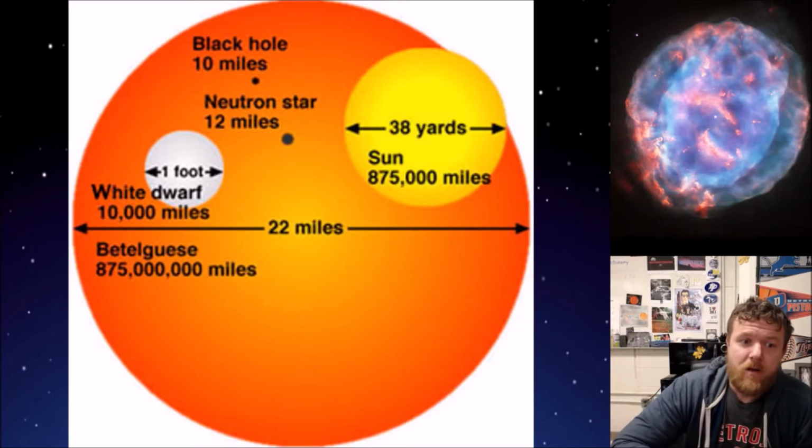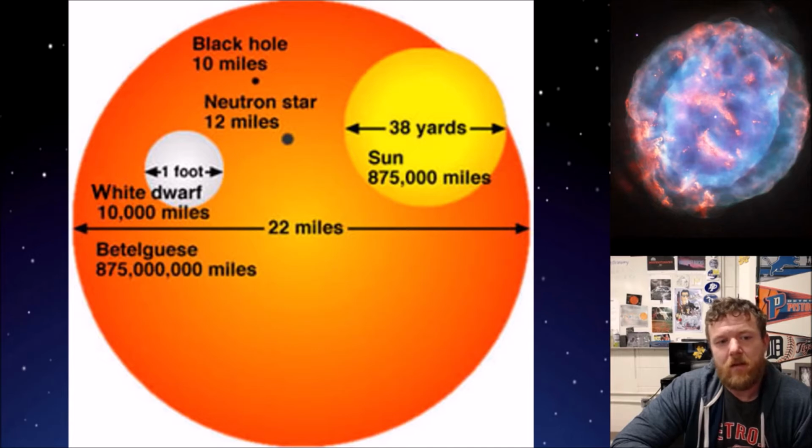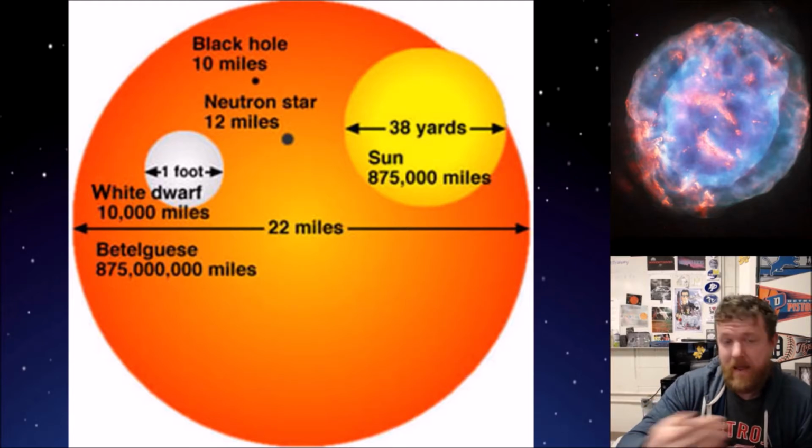A neutron star, this is life size. It would be a dot. And a black hole would even be a smaller dot. There are some supermassive black holes at the center of galaxies that are bigger than our sun, but these black holes that happen after a star dies are really tiny.